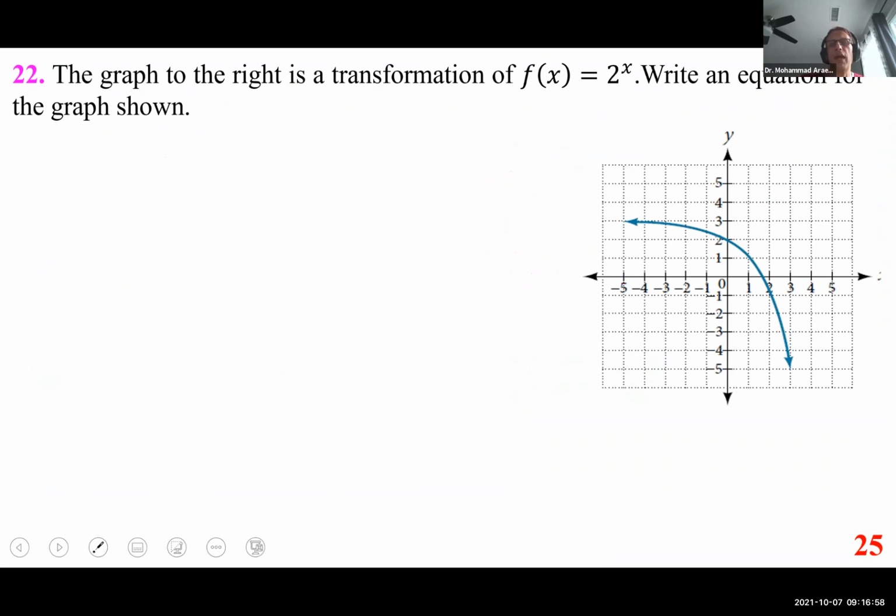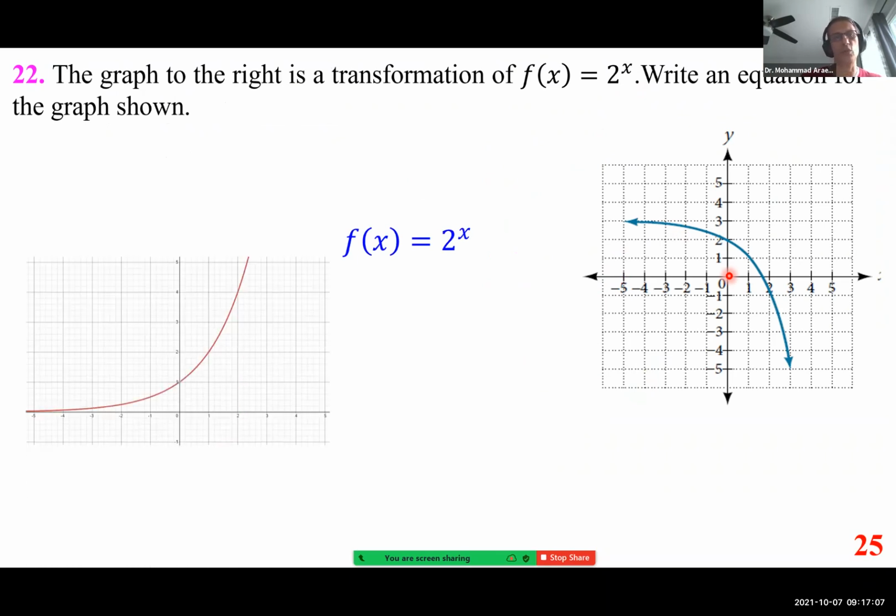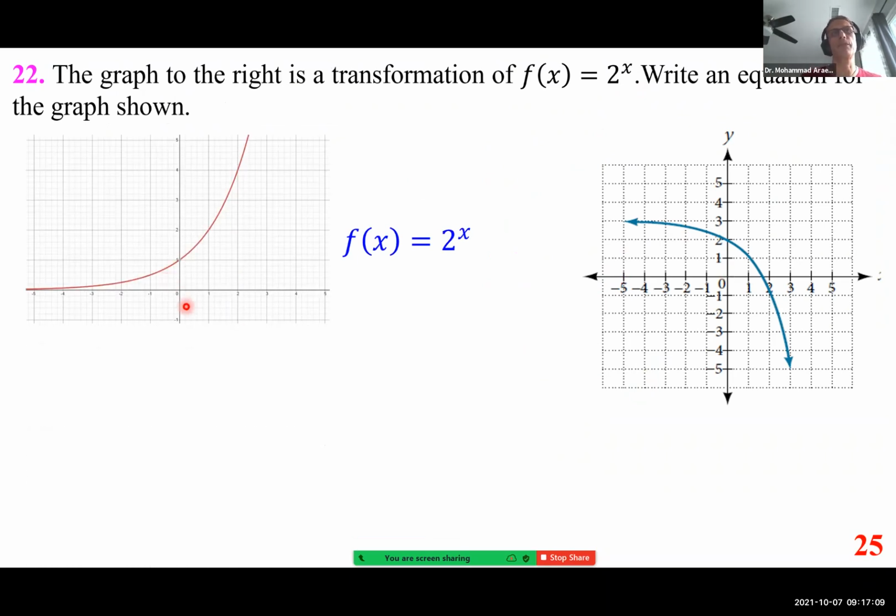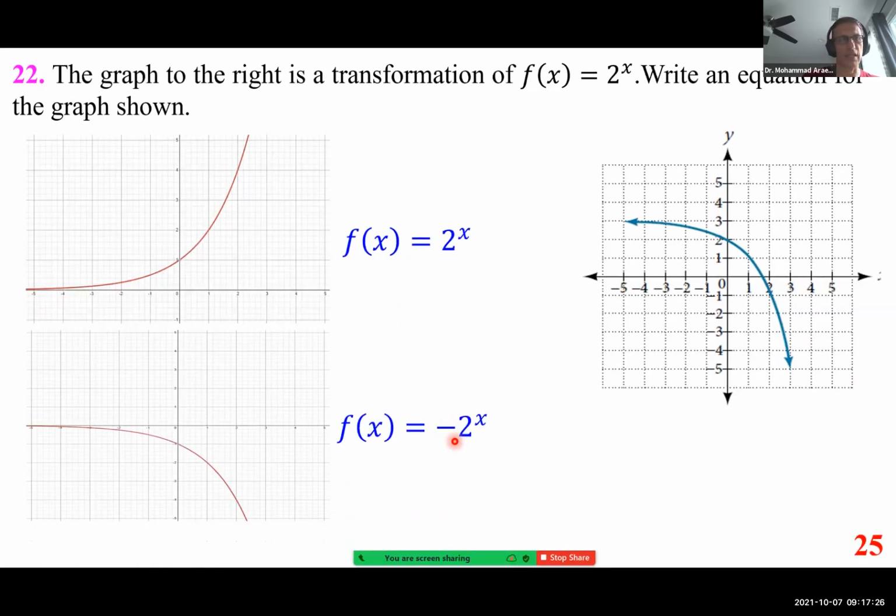Here's the given graph. We start from 2 to the power of x, and we write equations to get there. As always, it's an elementary function. We should know the graph. Now, notice the shape. This goes up like that. This goes down like that. So if you flip it over with respect to the x-axis, that's what happens.